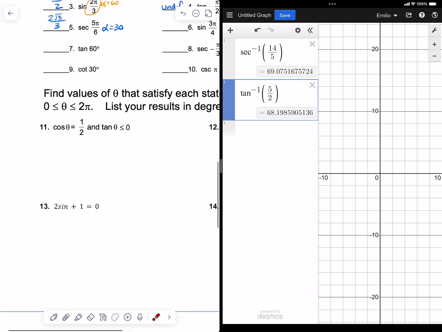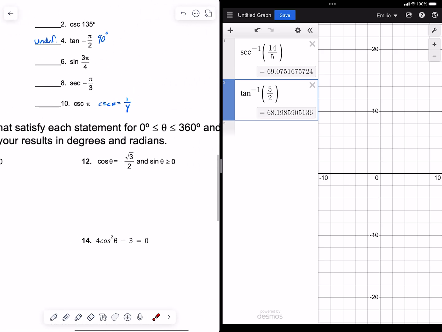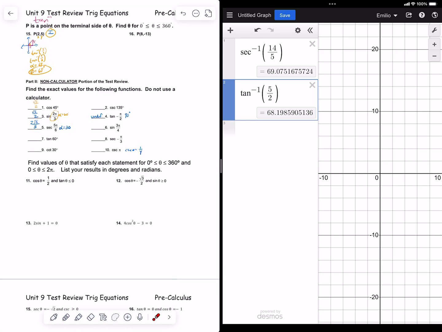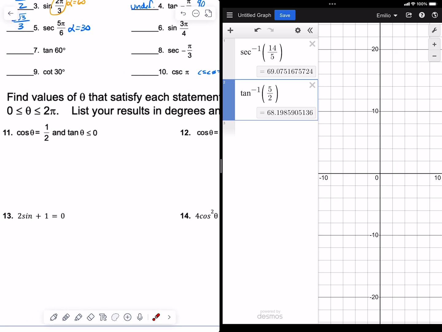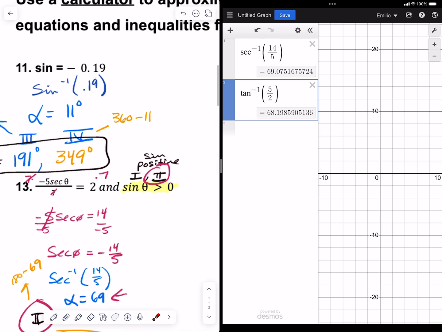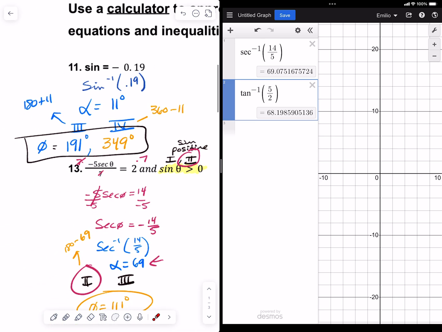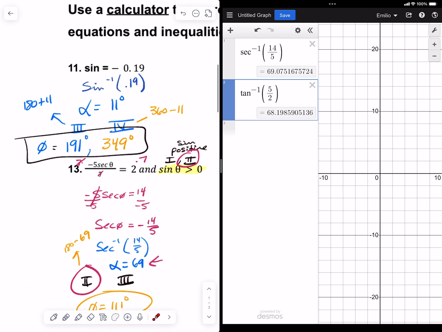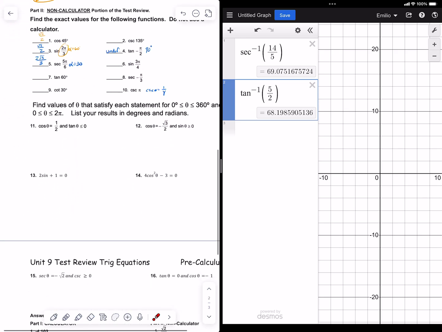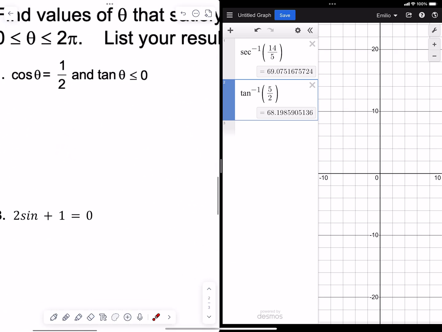This part right here is basically the same thing. Now this is non-calculator, so you won't be able to use Desmos here. But this section right here is the same thing as this right here. The only difference is that you are not using a calculator. You're using your organizer only. So here, this one is ready.